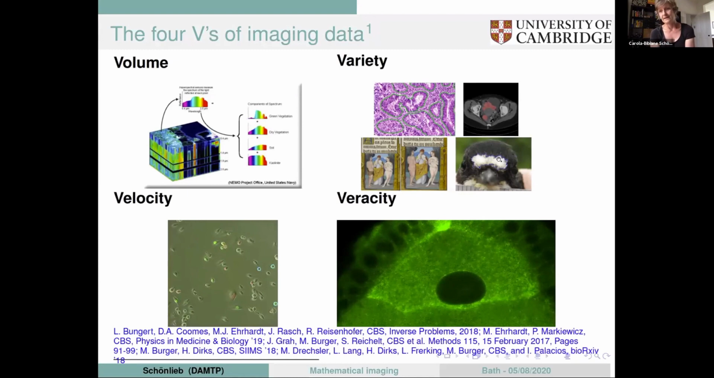And then everyone, I guess, who has dealt with real data in general is also aware of veracity. So imaging data is messy in the sense that it's noisy, it's imperfect, it can have other kind of artifacts. And so all the methodologies that we develop to analyze such data, of course, need to be able to be robust to such corruptions.